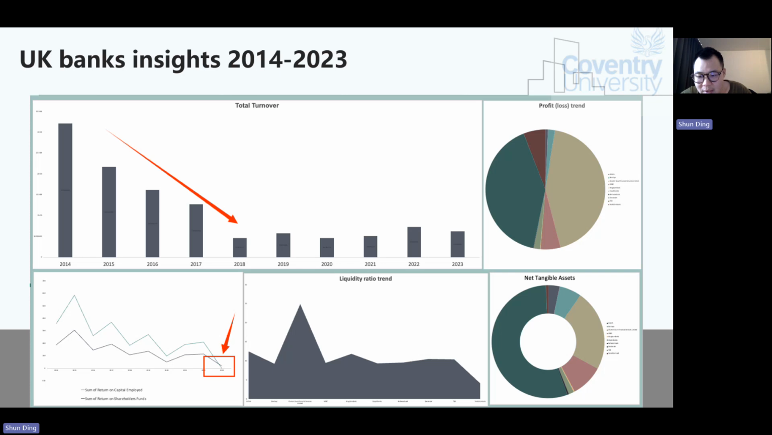Most banks have a similar equity ratio, which means that the finances of most banks are relatively healthy. A liquidity ratio that is too high or too low does not contribute to banks' fund management. Banks with a higher proportion of net tangible assets have a more suitable asset structure, such as Tenstar Bank.